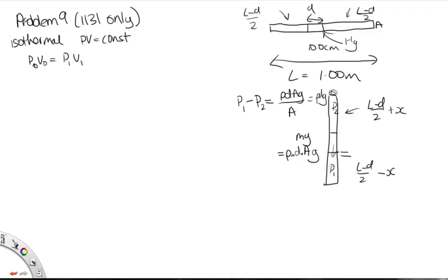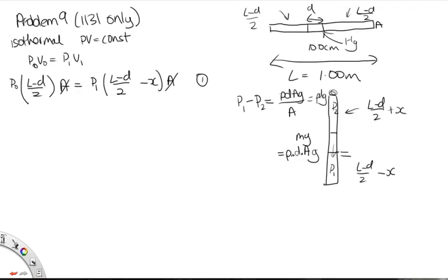Okay, so let's consider this one here. Initially it's at P0, which is atmospheric pressure, and it's got volume V0, so P0 and V0 is L minus d over 2 times the surface area. That gives us the volume here. Then it's down here. Finally, the pressure P1, which we don't know, and the new volume is given by L minus d over 2 minus x times A. The surface areas will cancel out. Let's call this equation 1.